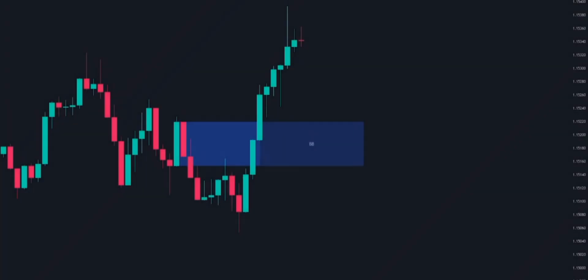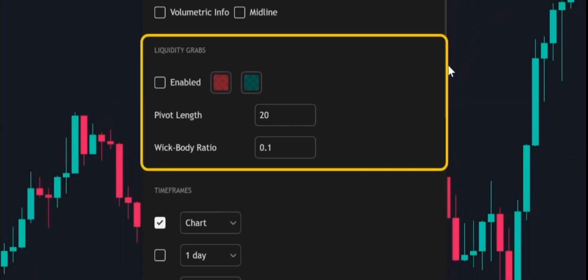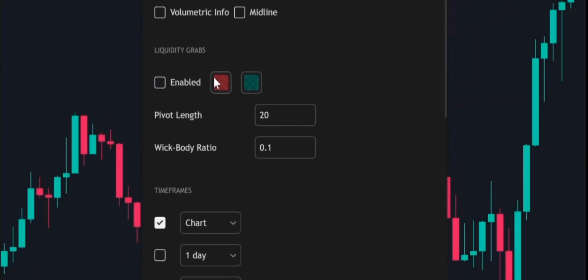Now, if we go back to the chart, we can see that the indicator marks these failed order blocks as breaker block zones. This helps traders identify areas where a shift in market structure has occurred. Just like with order blocks, determining the win rate of breaker blocks requires extensive backtesting. These areas may not always result in a reaction, but when they do, they can offer high-probability trade setups. Next up, we have liquidity grabs.